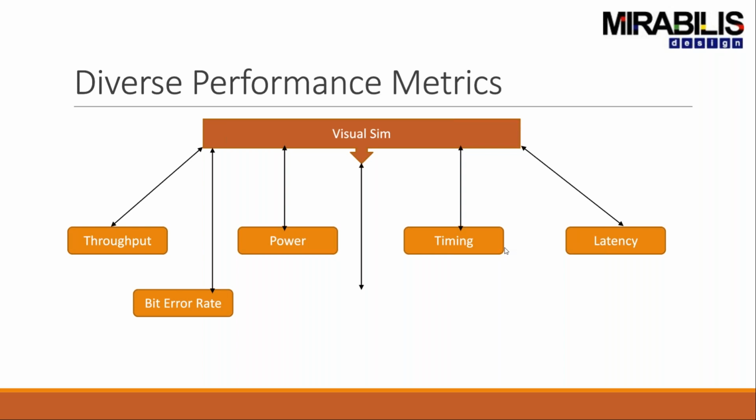Then there is the bit error rate and handover rate. You can also calculate the handover rate and then the outage probability. So these are the diverse performance metrics when you design a 5G model, and these are the various metrics that you can attain using VisualSim.